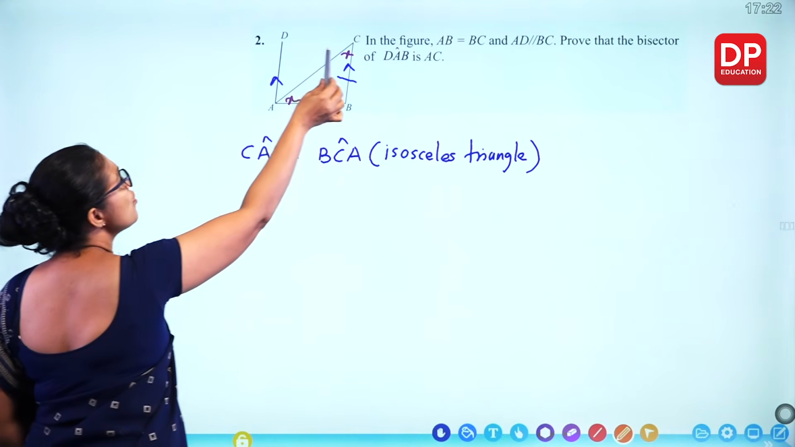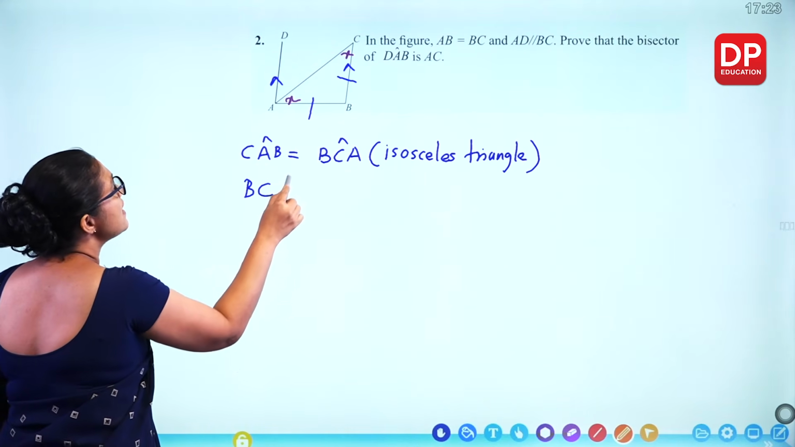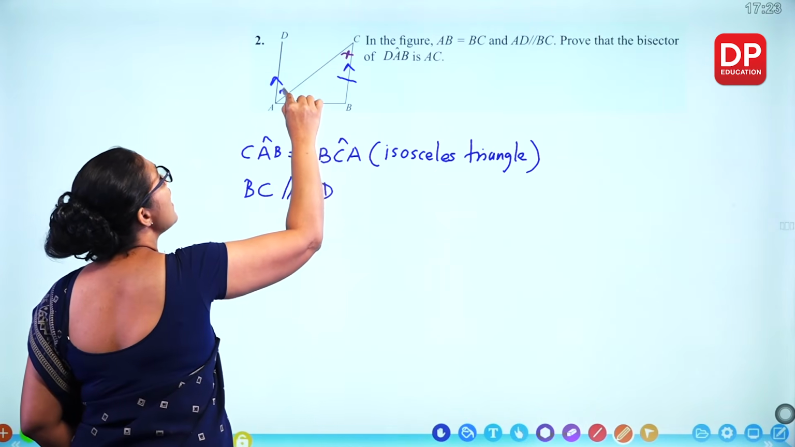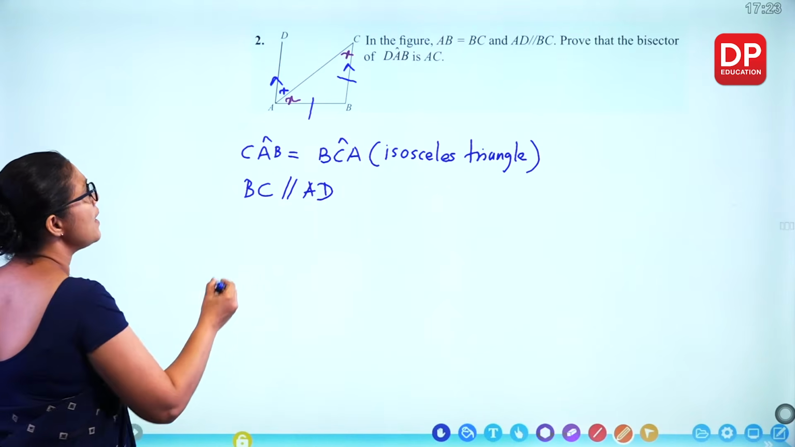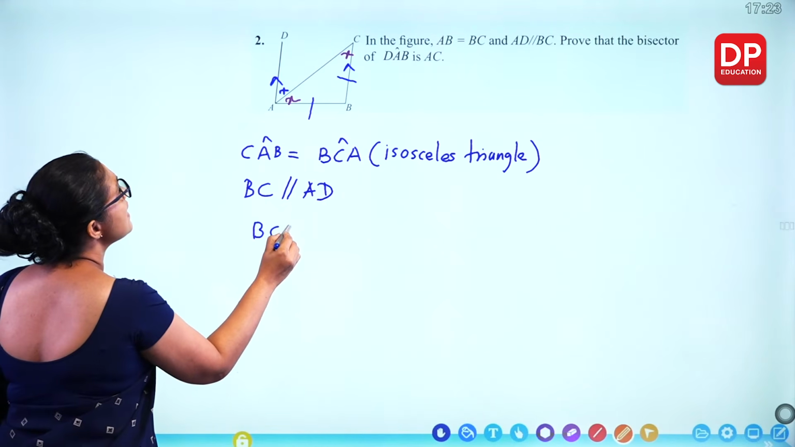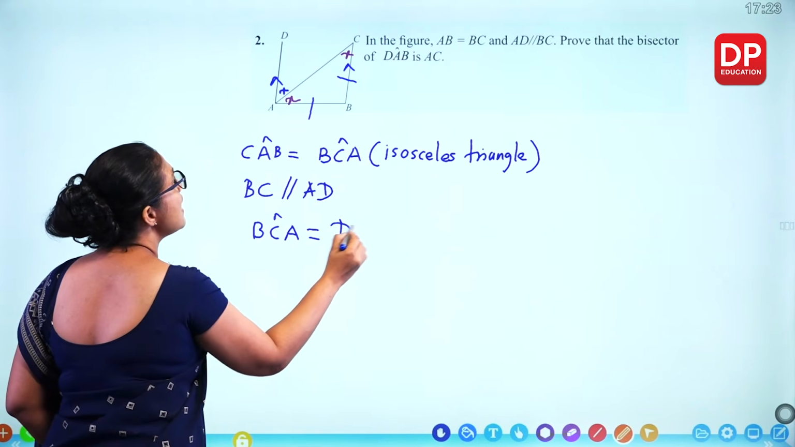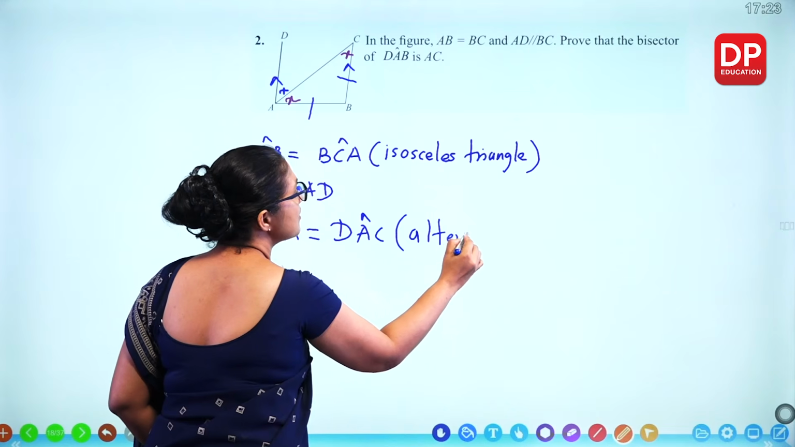Now we know these two lines are parallel. So here, because BC is parallel to AD, we can say this is also x. Why? Those are alternate angles. So we can say angle BCA is equal to angle DAC. Those are alternate angles.